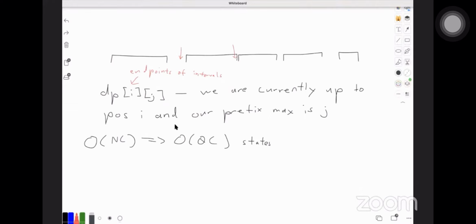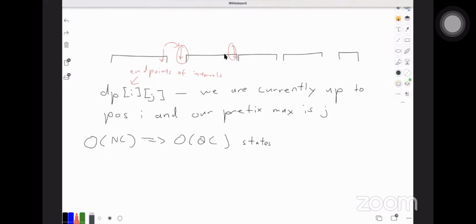Okay, now let's look at the transitions. So the transitions, what do they look like? Well, if it's going from a right endpoint of an interval to here, then it really doesn't matter what's in between. We can figure it out later. But let's suppose that we're going from here to here.